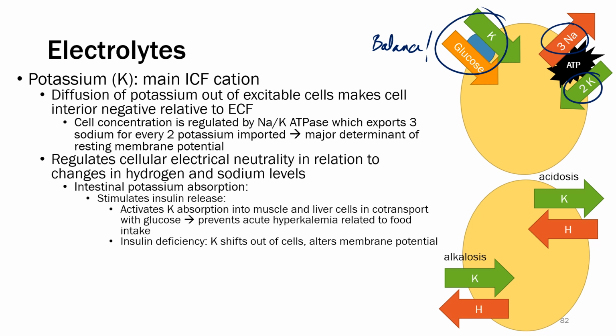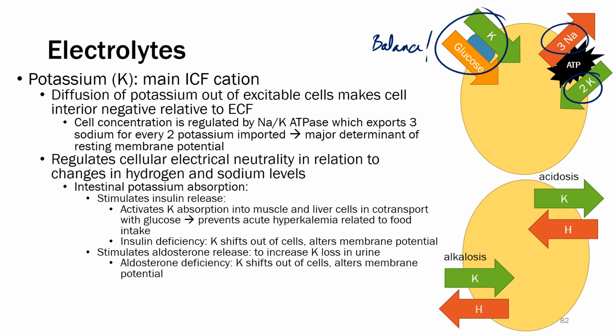Insulin deficiency would shift the potassium out of the cells and alter the membrane potential, because it's going to lead to a hyperkalemia. Potassium can stimulate aldosterone release, and that's going to increase potassium loss in the urine, which doesn't seem like it makes a whole lot of sense. We're going to absorb the potassium in the intestines just to get rid of it in the urine, but it's all about maintaining that balance, because we need to absorb it in the intestines because we don't know how much we're going to need, and then any excess we can get rid of in the kidney. So we take it all in and get rid of what we don't need. If there's an aldosterone deficiency, then we're not going to get rid of the potassium, because we would not be able to counter-transport it with sodium, and again, we're going to alter the membrane potential.